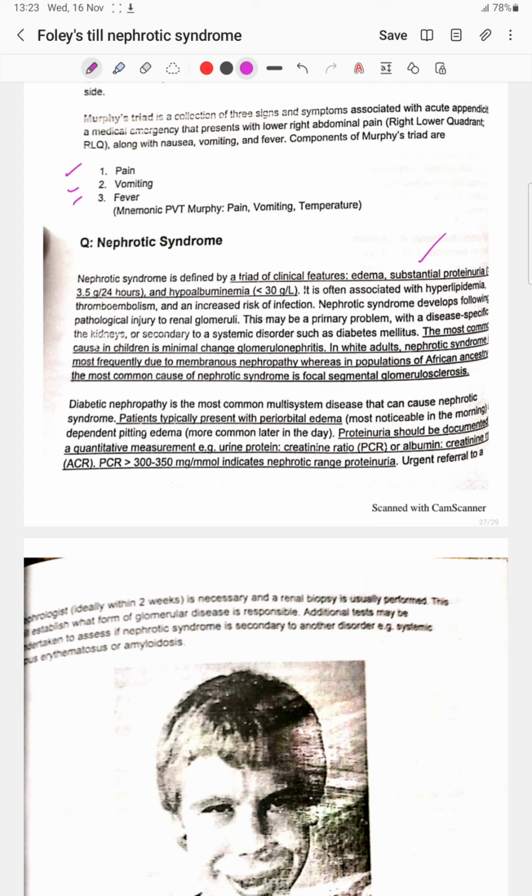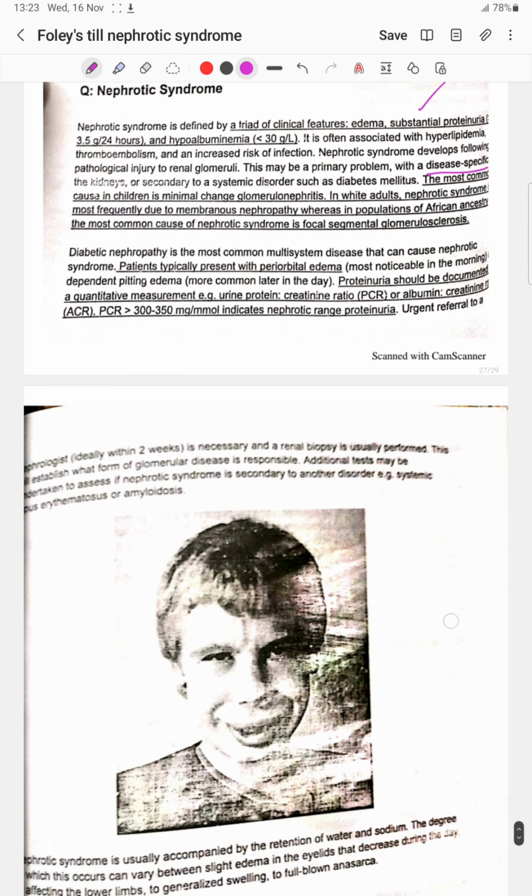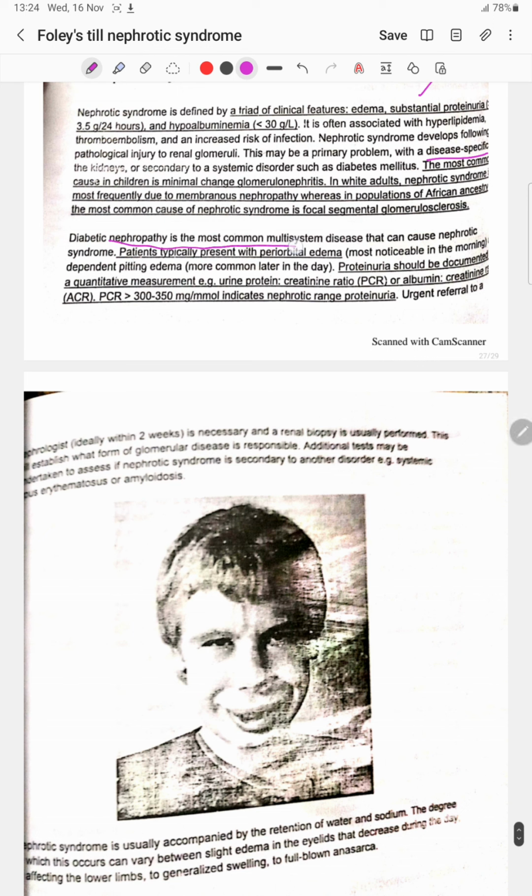This may be a primary problem, disease specific to the kidney, or secondary to systemic disorders such as diabetes mellitus. The most common cause in children is minimal change disease. In white adults, nephrotic syndrome is most frequently due to membranous nephropathy, whereas in the population of African ancestry, the most common cause of nephrotic syndrome is focal segmental glomerulosclerosis. Diabetic nephropathy is the most common multi-system disease that can cause nephrotic syndrome.